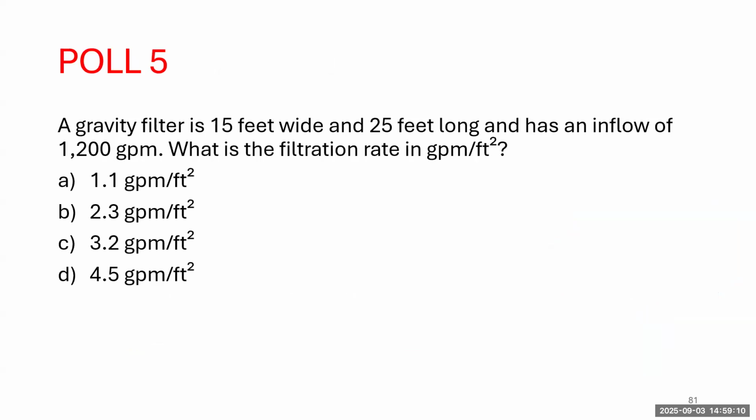So we're going to have a chance to do this now. We have a filtration rate here. We have a gravity filter. It's a little bit different dimensions. It's 15 feet wide and 25 feet long. And its flow that's coming in is 1,200 gallons per minute. So let's calculate the filtration rate in gallons per minute per square foot.